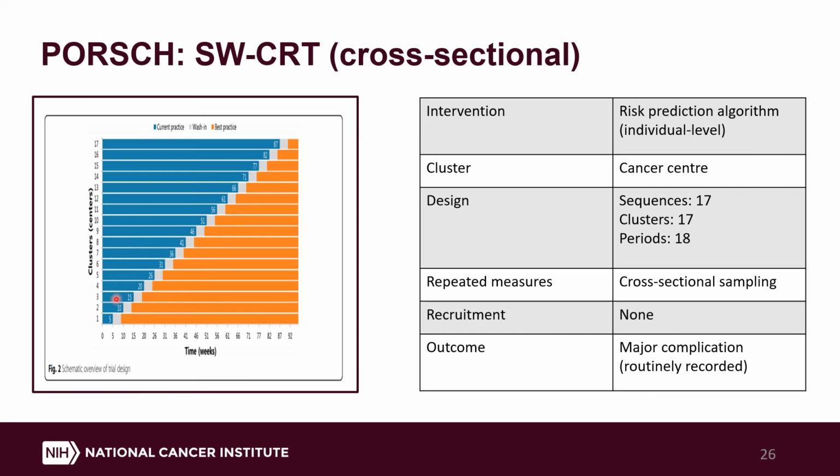Every cluster was observed under the control condition for a period of time and then switched over to the intervention condition. And this study design used cross-sectional sampling. Again, it wasn't immediately clear in the write-up of the study report. But this could be inferred. There was no direct participant recruitment, and the outcome was a major complication routinely recorded.